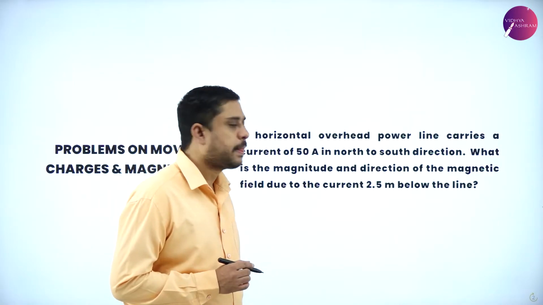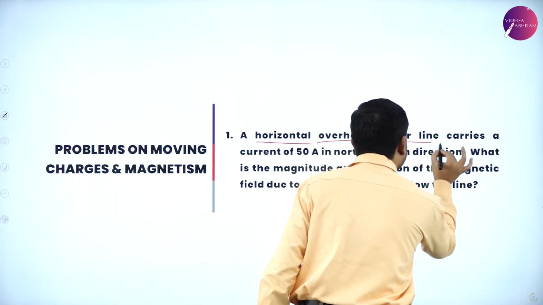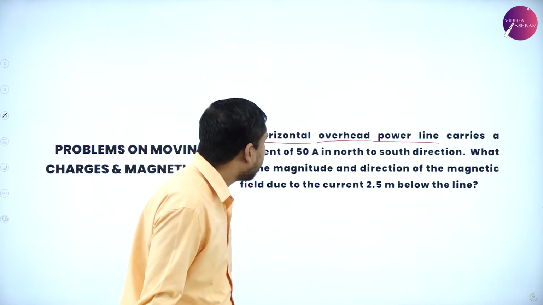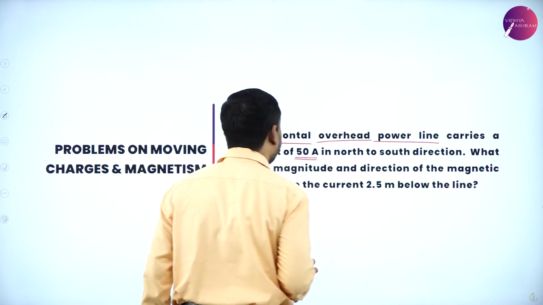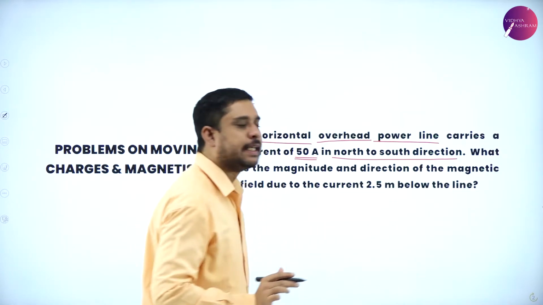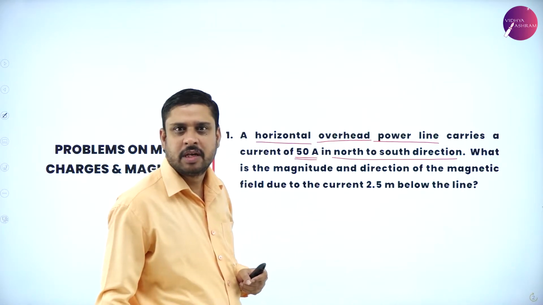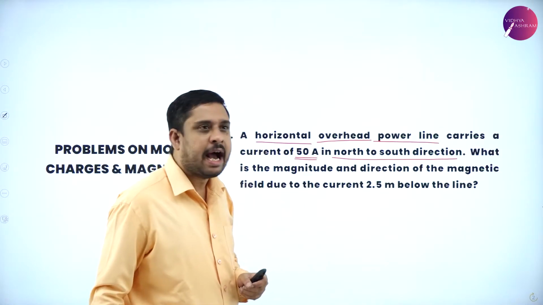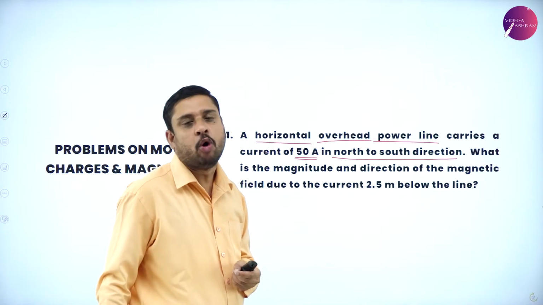First problem. The problem says there is a horizontal overhead power line which is carrying a current of 50 ampere in the north-south direction. A horizontal overhead power line, a horizontal cable, which carries a current of 50 ampere in the north to south direction.